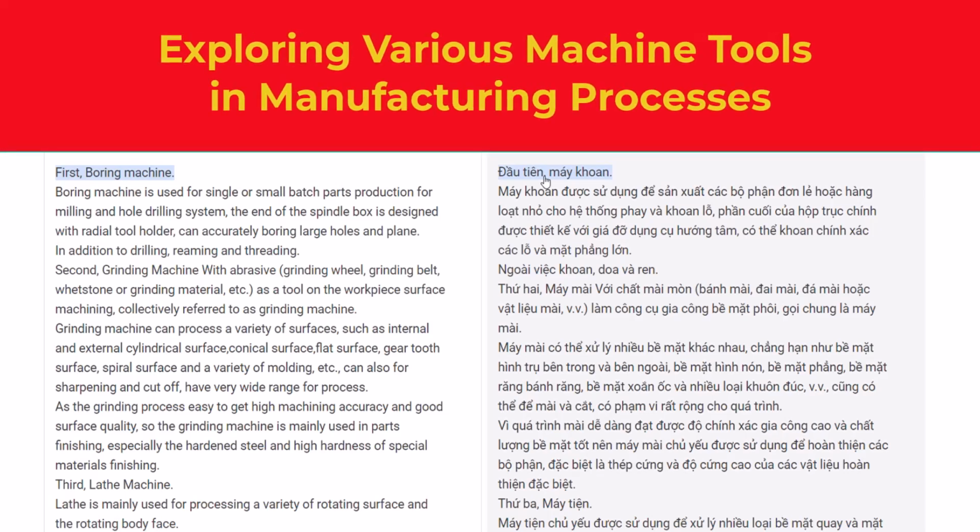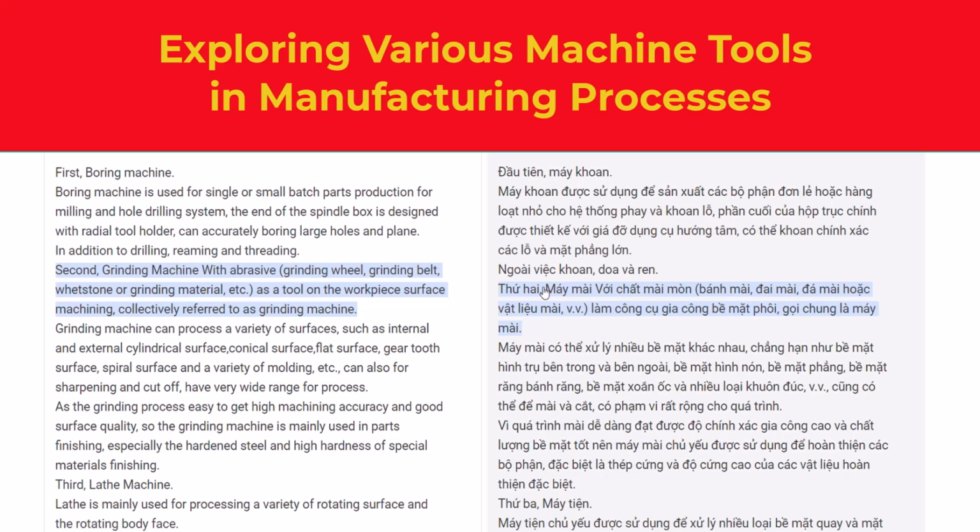First, boring machine. The boring machine is used for single or small batch parts production for milling and hole drilling systems. The end of the spindle box is designed with a radial tool holder, which can accurately bore large holes and planes, in addition to drilling, reaming and threading.